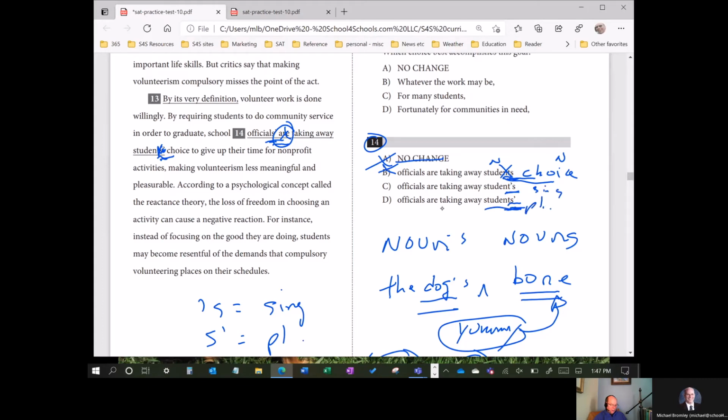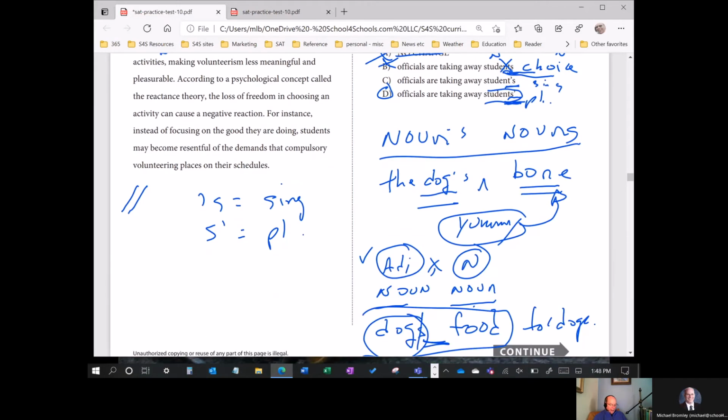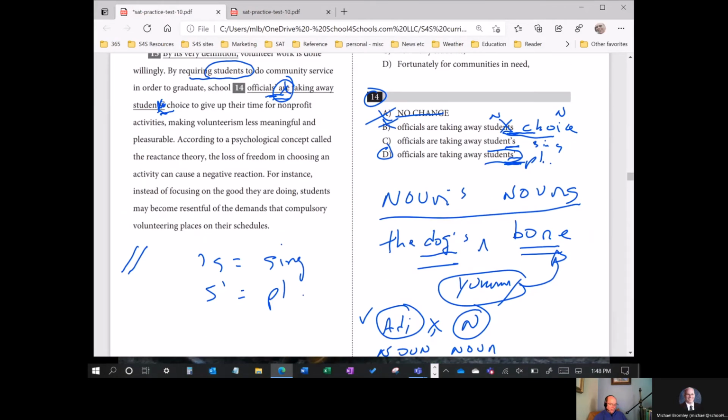So I have to match it to officials are taking away students. Should I have students or student? By requiring students, this is called parallel construction. If I start talking about students, I need to maintain talking about students. So I use the plural, students' choice, on number 14. Hope that makes sense. I love the opportunity to teach this notion of a noun possessing a noun and a noun operating as an adjective. We can see how we use that to eliminate B here, which might otherwise be confusing.